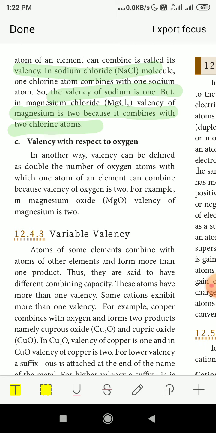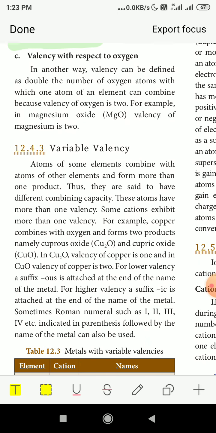Okay, so now comes the variable valency. Variable means different. Atoms of some elements combine with atoms of other elements and form more than one product. They are said to have different combining capacity. These atoms have more than one valency, so their atoms will have different valencies also.